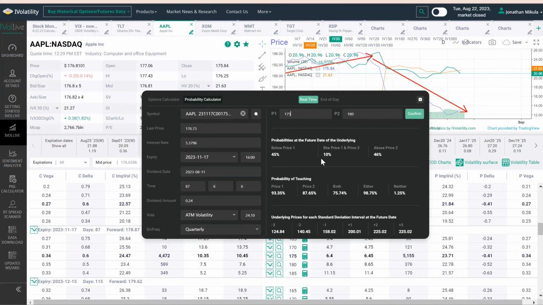But the reason why I go to that so quickly is A, I've traded Apple tons of times in the past, but B, even though there might be a 46% chance that Apple would be above 180, that's not really great.